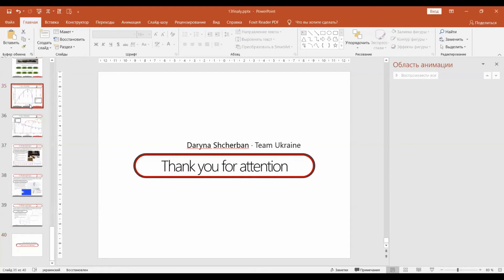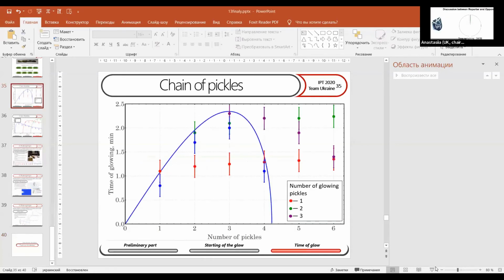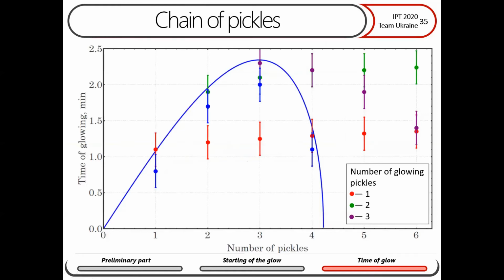Firstly, about how many pickles are glowing. On this dependence, we can see the dependence of glowing time on the number of pickles, and the red, green and purple points are the number of glowing pickles. So for example, if we observe a chain of 3 pickles, we can see that only 1 or 2 or all pickles can glow.